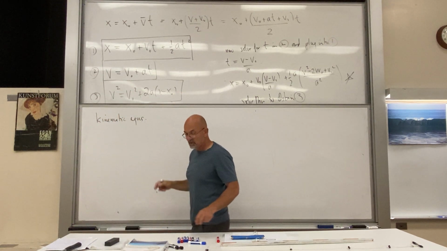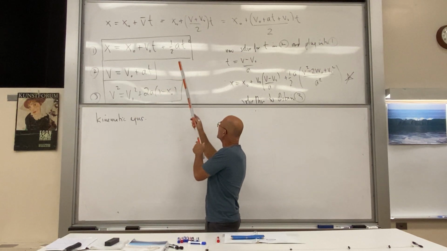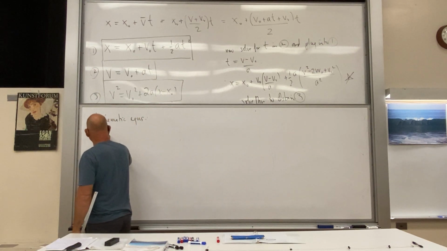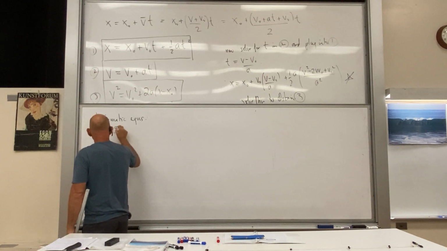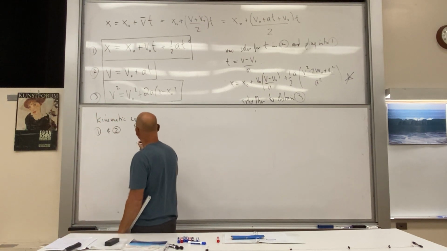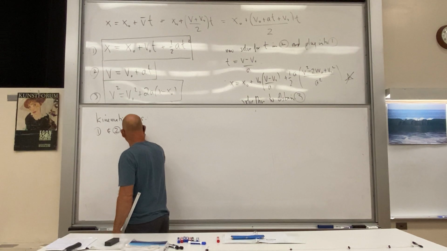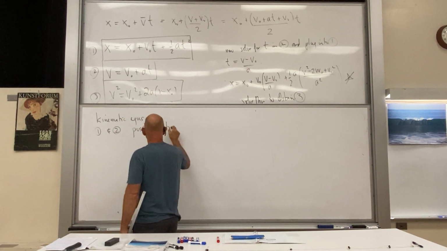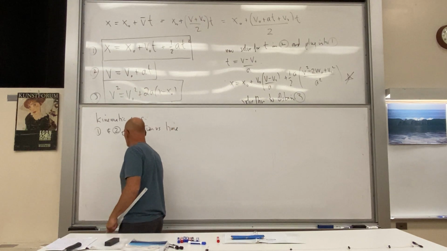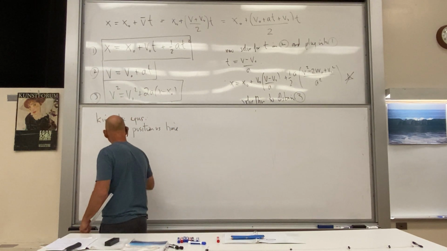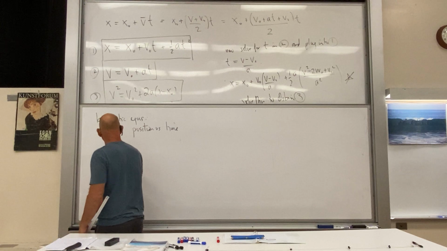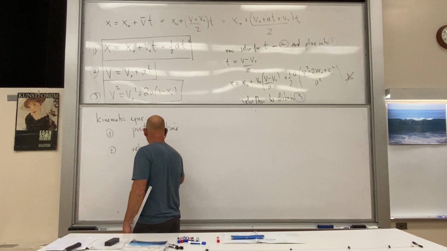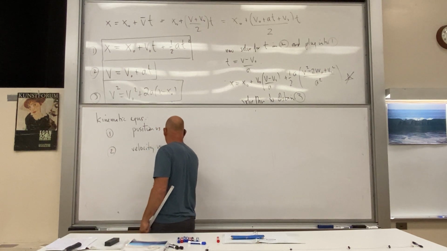one and two describe the time dependence of motion. So 1 and 2, position versus time. And actually, how about I put the 1 right here? That's 1. And equation 2 is velocity versus time.